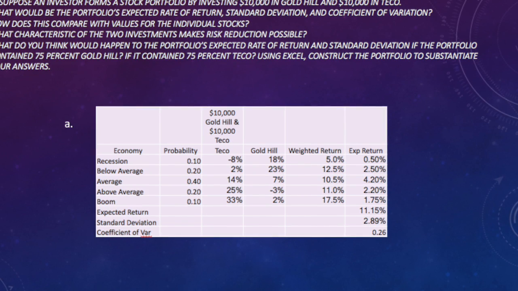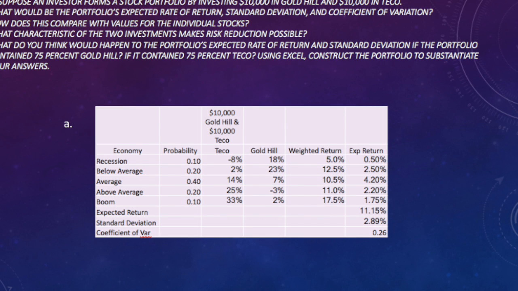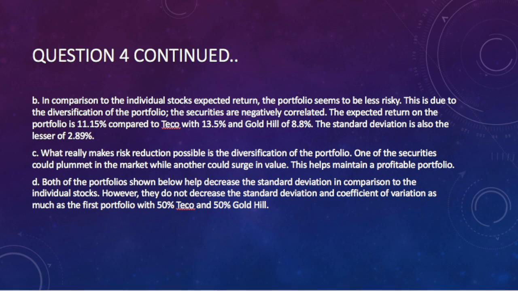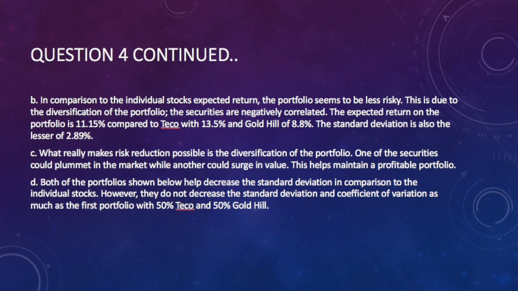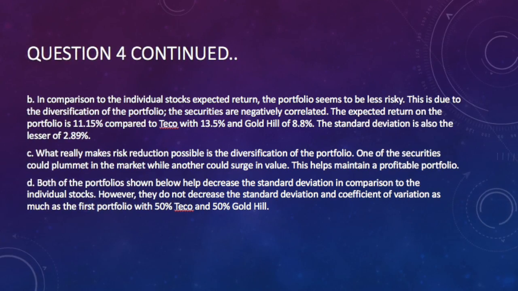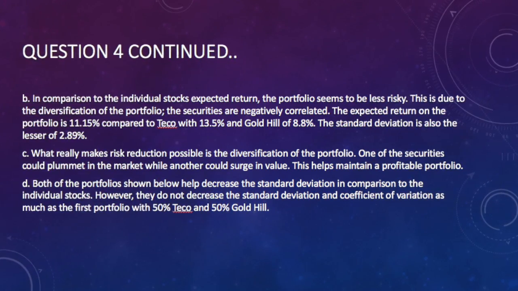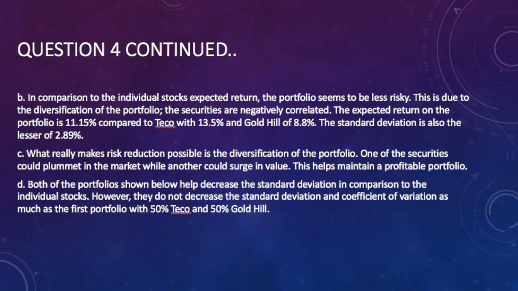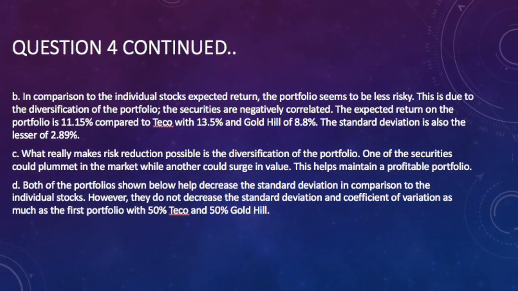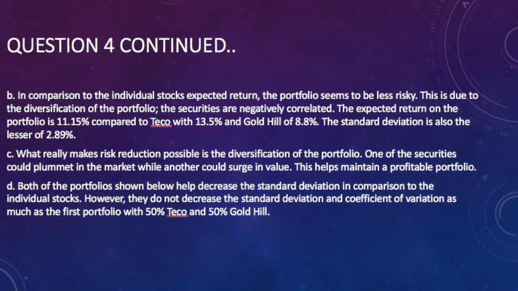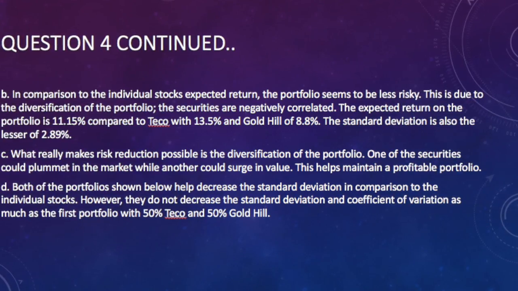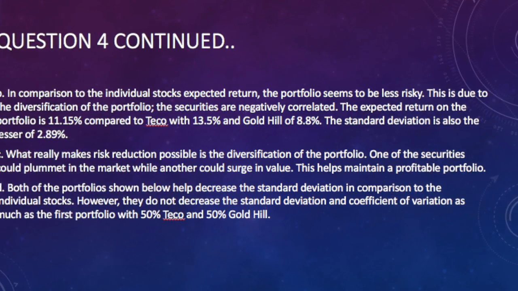And this is largely due to diversification of the portfolio. The securities in the portfolio are negatively correlated. So what really makes risk reduction possible is the diversification of the portfolio. One of the securities could easily plummet in the market while another one could surge in value. So this is what helps maintain a profitable portfolio.